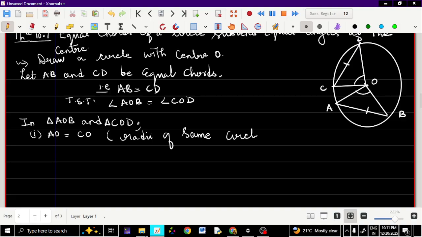So they are equal, right? Also AB is equal to CD, that's given. Okay, that is already given. AB is equal to CD is given. And the third point is BO is equal to DO. Again, these are radii of the same circle.